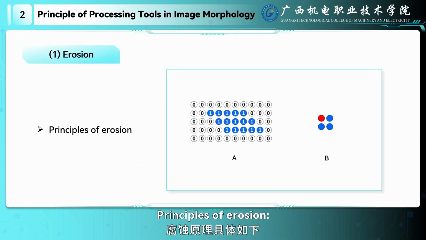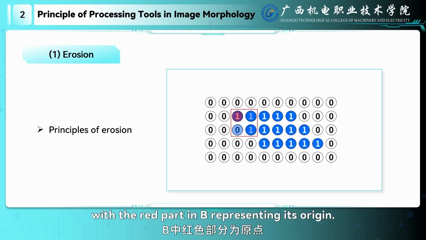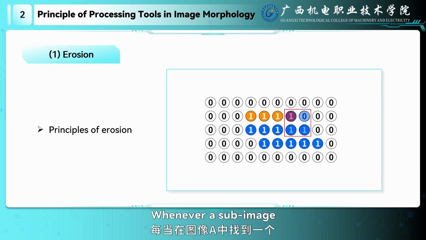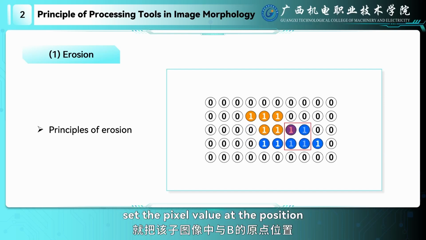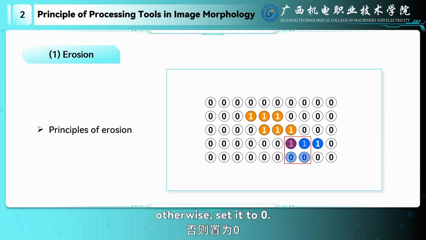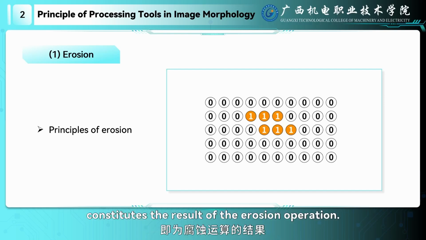Principles of erosion. As shown in the figure, let A be the image to be processed and B be the structuring element, with the red part in B representing its origin. Iterate through each pixel of image A. Whenever a subimage matching the structuring element B is found in image A, set the pixel value at the position corresponding to B's origin to 1. Otherwise, set it to 0. The collection of all such marked pixels in image A constitutes the result of the erosion operation.